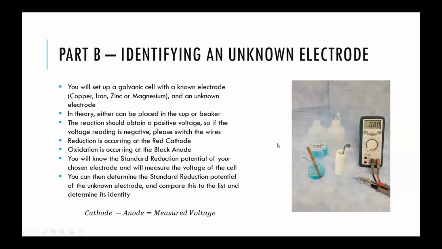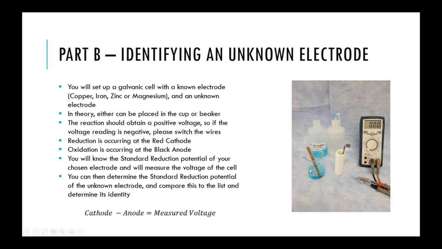The next part of the experiment is identifying an unknown electrode. In the lab, you're given a piece of metal of an unknown material, and its electrolyte solution. What you're going to be doing is preparing one galvanic cell with a known electrode. That's one of the four from part A, either copper, iron, zinc, or magnesium, and in either the cup or the beaker, again, it really doesn't matter.